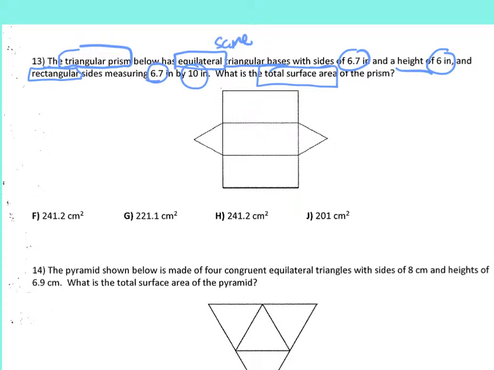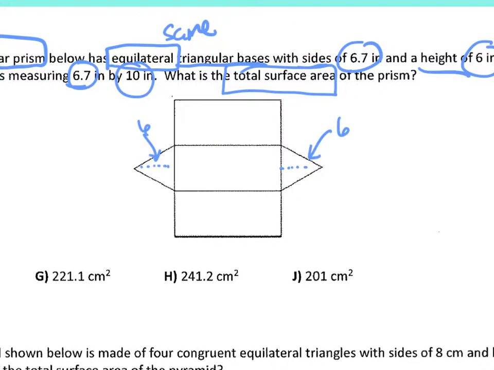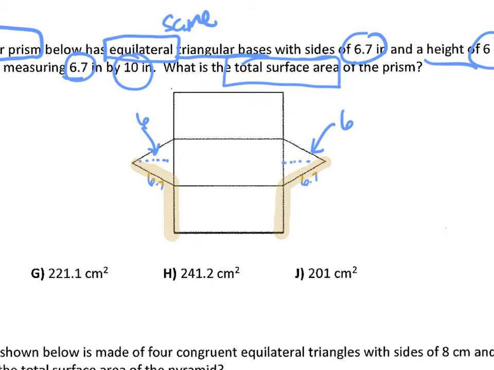Okay, so the triangular base has a side of 6.7 and a height of 6. So we know the height of our triangles is 6, and I'm going to label that. The sides are measuring 6.7. Those are my slanted sides. And what have we said about shapes that fold up together? If they share that corner, then they're the same measurement.